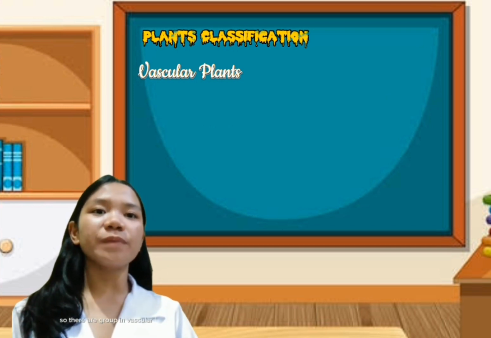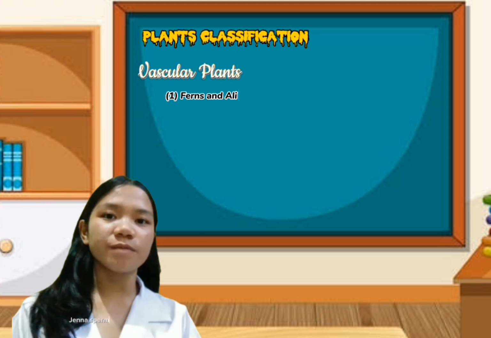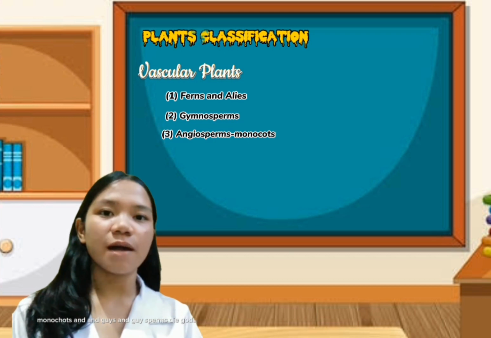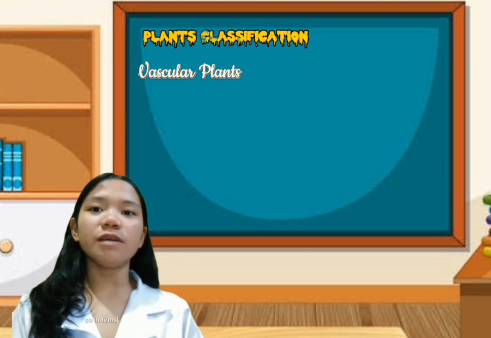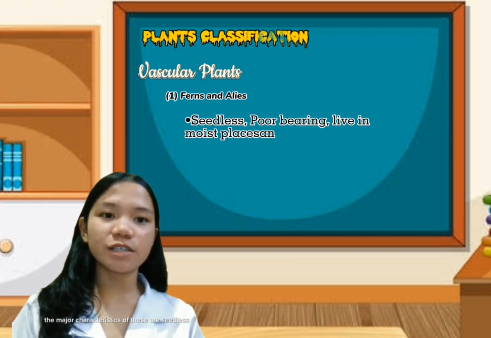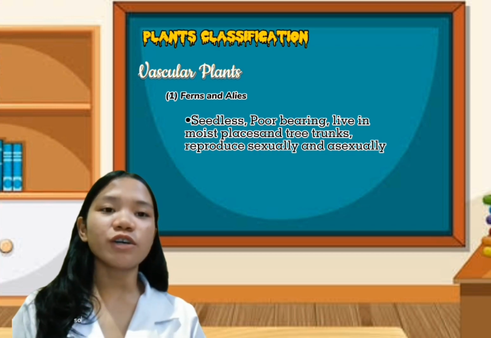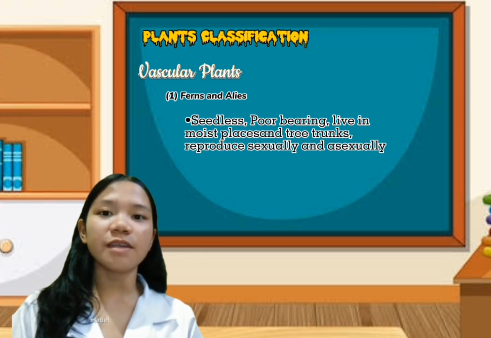So there are groups in vascular plants. These are ferns and allies, gymnosperms, angiosperm monocots, and angiosperm dicots. In ferns and allies, the major characteristics are seedless, spore-bearing leaves, found in moist places, and tree trunks, reproducing sexually and asexually. Examples of these are ferns: maidenhair fern, horsetail, and club moss.